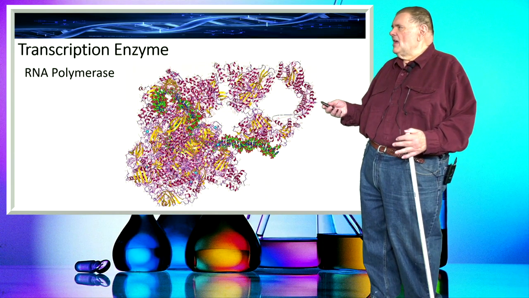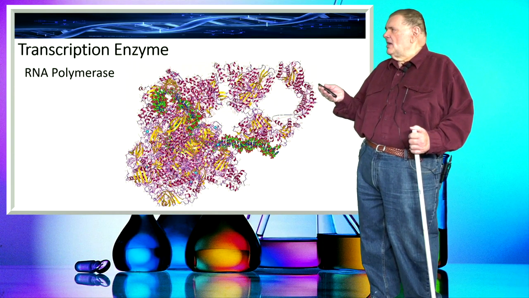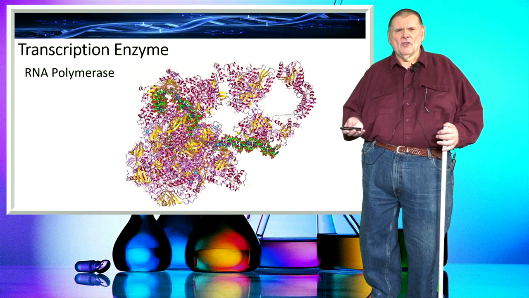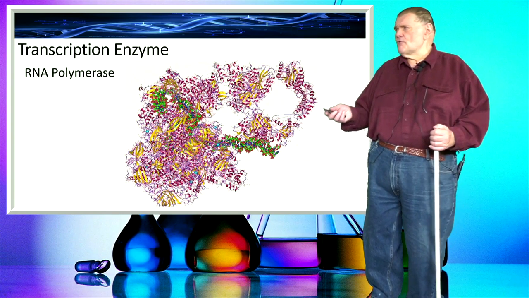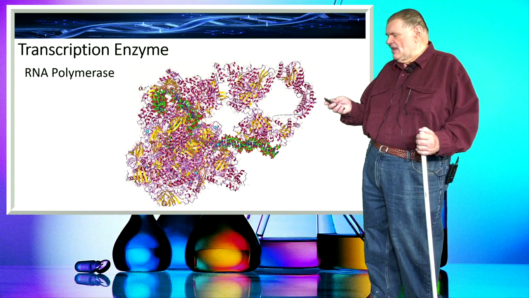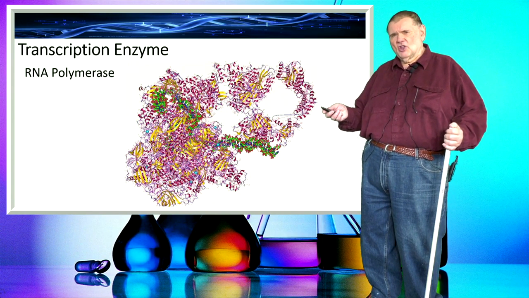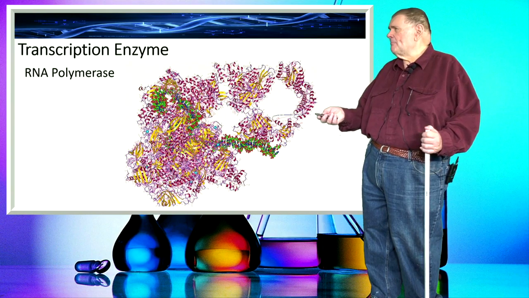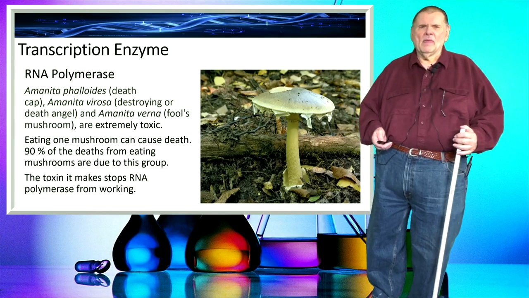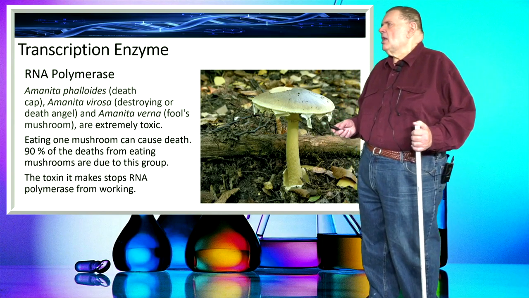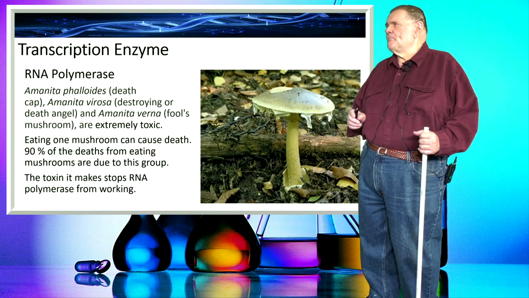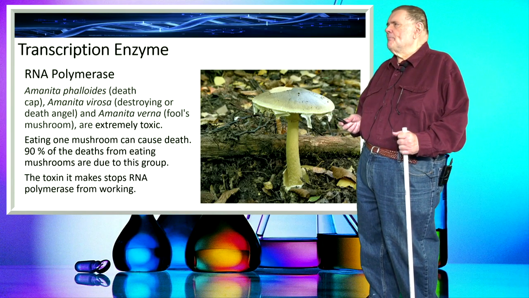This is a diagram of the three-dimensional structure of RNA polymerase, which is the important enzyme for transcription that allows the DNA to be copied, the information changed to a strand of RNA. RNA polymerase is the enzyme. It's a very important one.